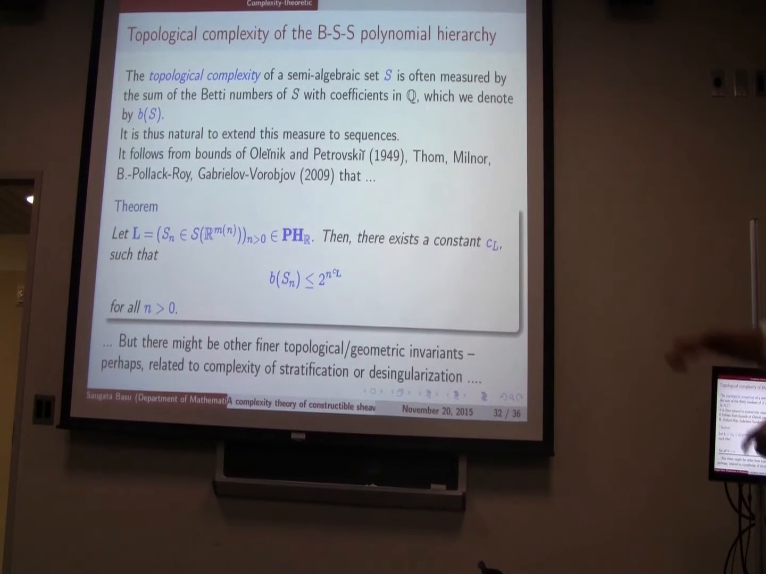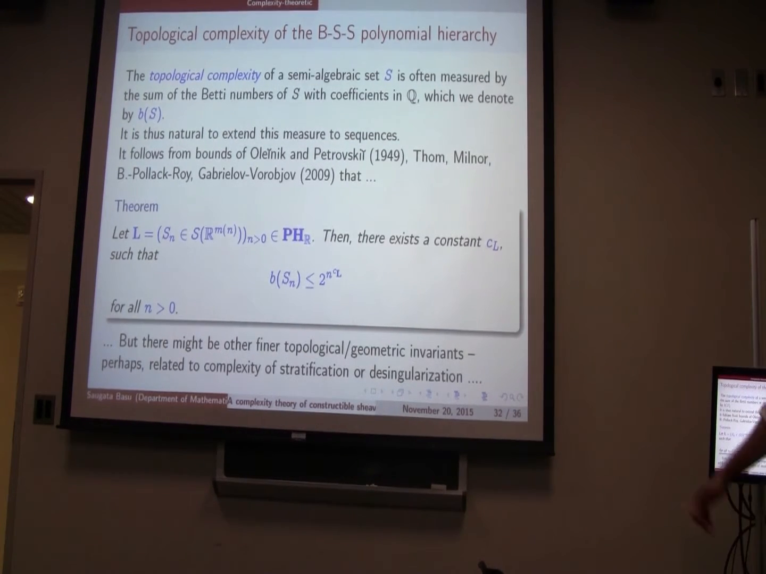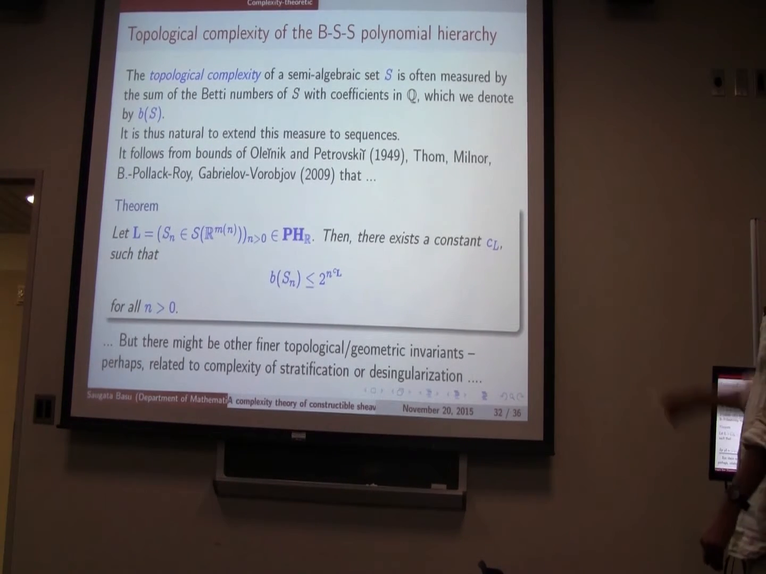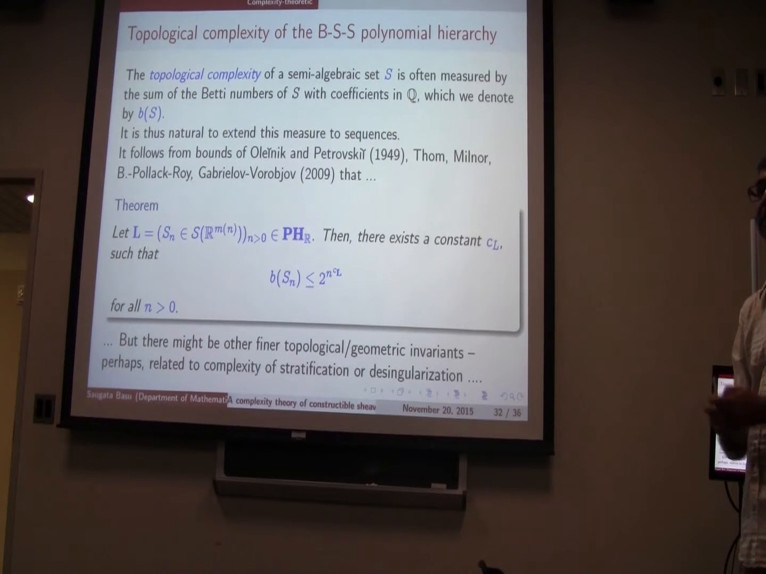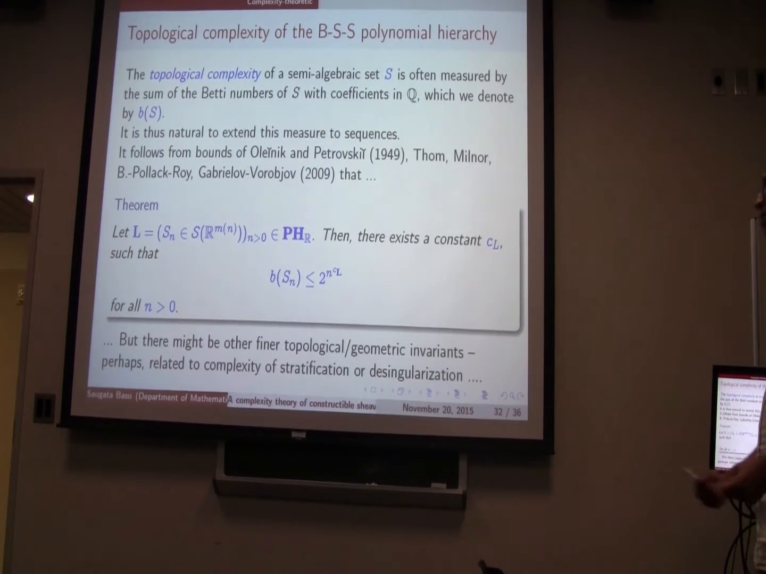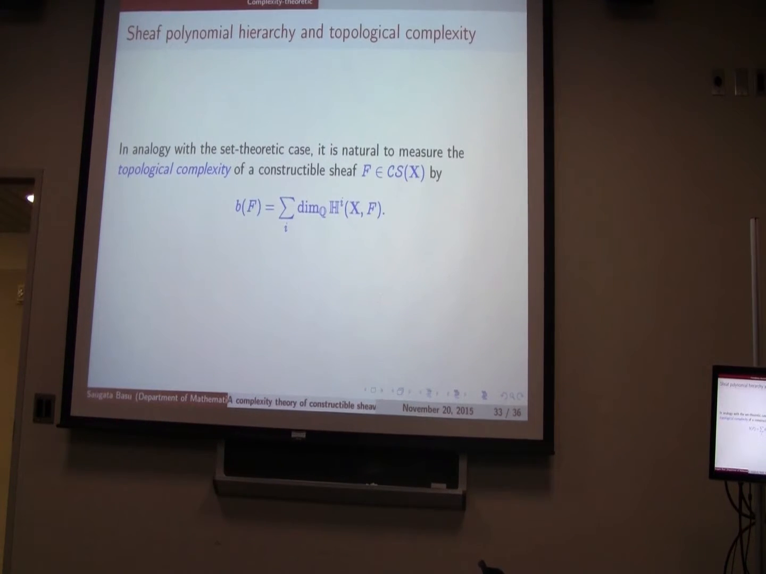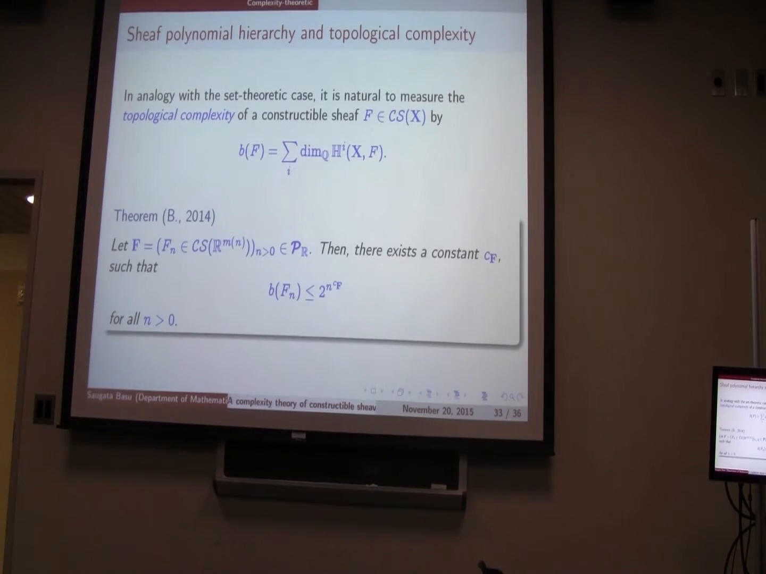But unfortunately this is not true, because in fact if you take any language even in the polynomial hierarchy, then the same theorem is true: the Betti numbers can grow at most singly exponentially. But the result that I want to present is that the same single exponential growth is also true sheaf theoretically.